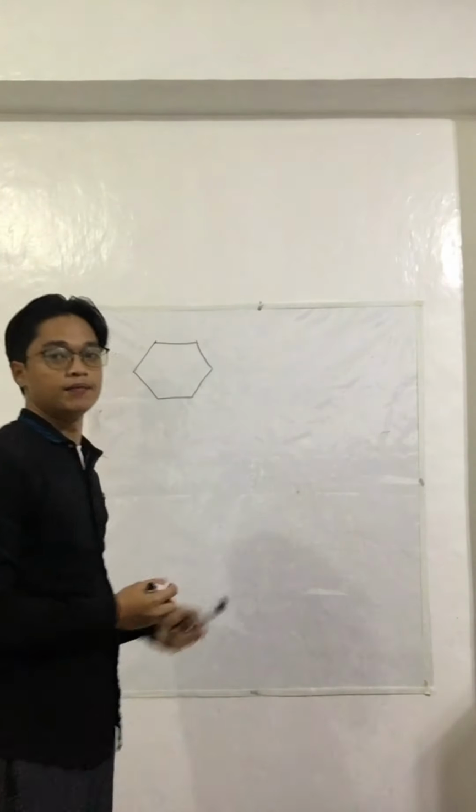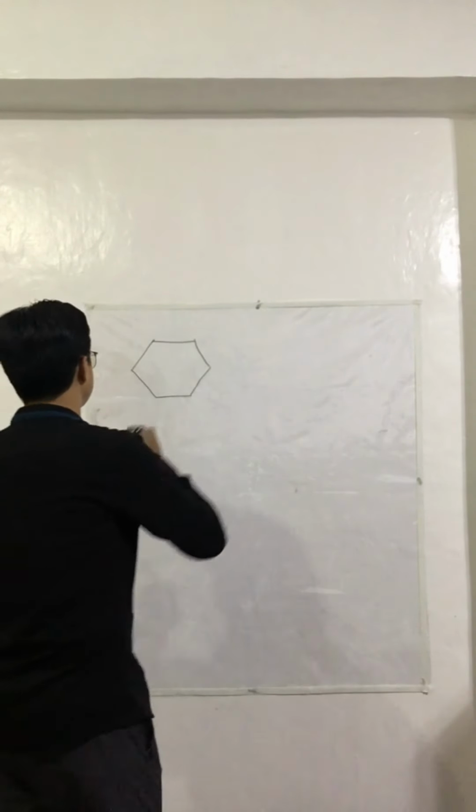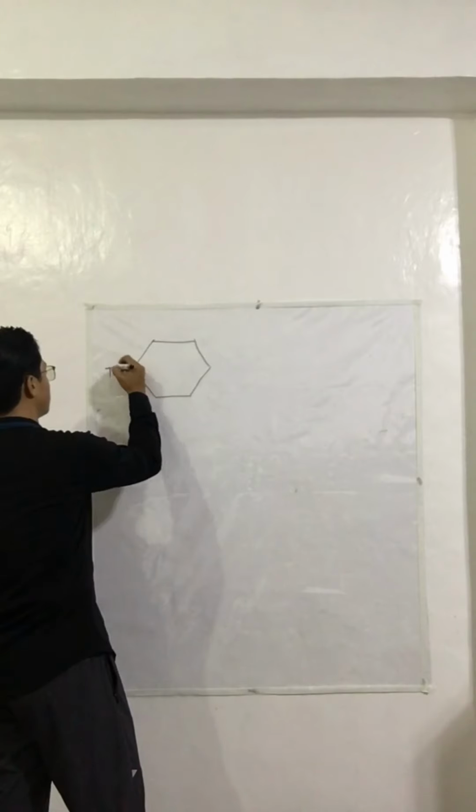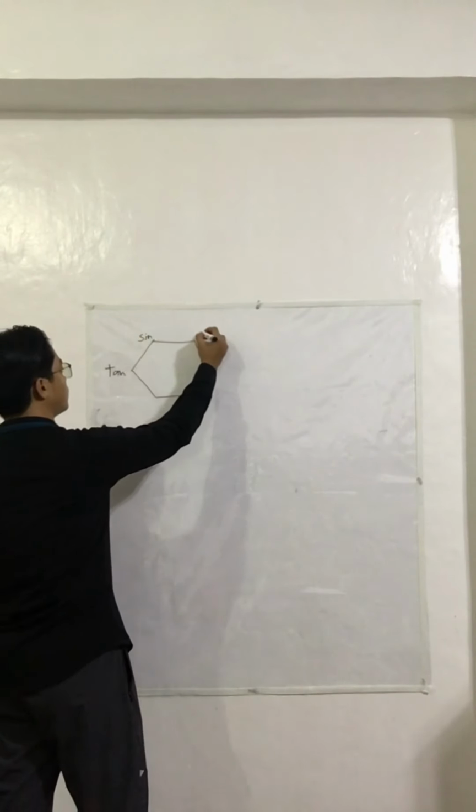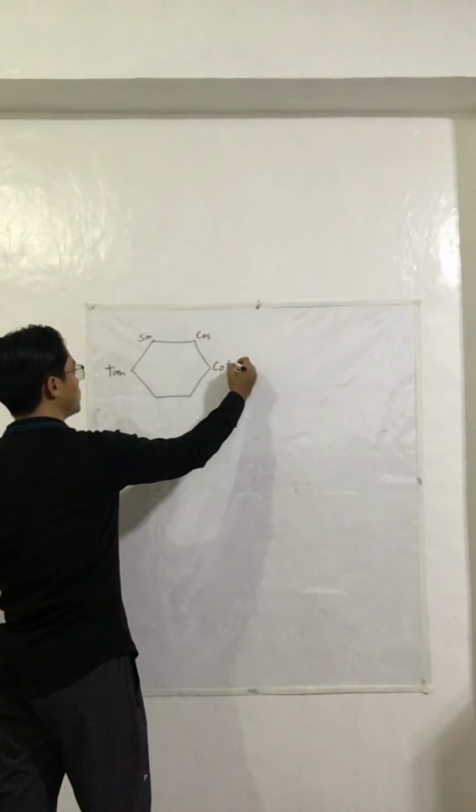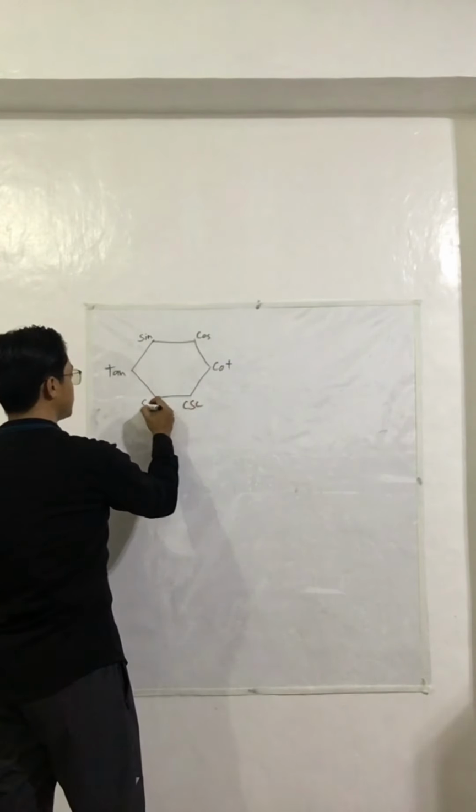First, si superhexagon. Si superhexagon ay maraming way o paraan para magamit siya para mas maintindihan natin or ma-familiarize natin yung mga trigonometric functions and identities. So yung dalawang way na yun ay pwedeng papunta sa clockwise direction or sa counterclockwise direction. Cosine, cotangent, cosecant, and secant.